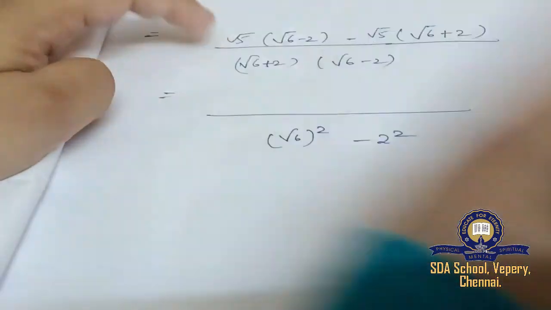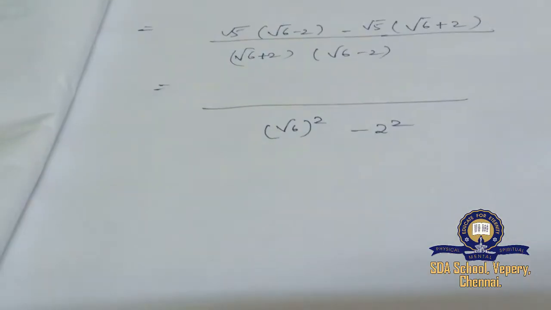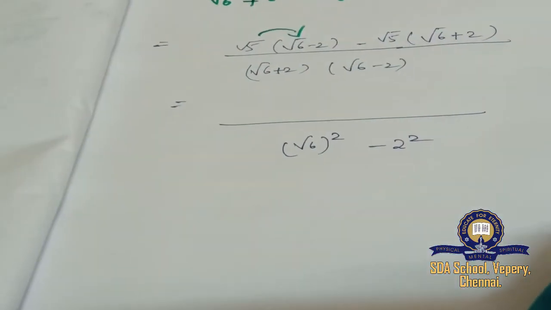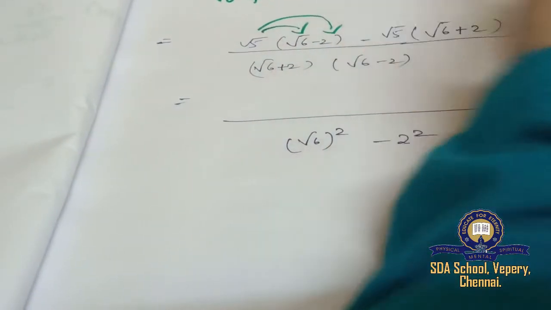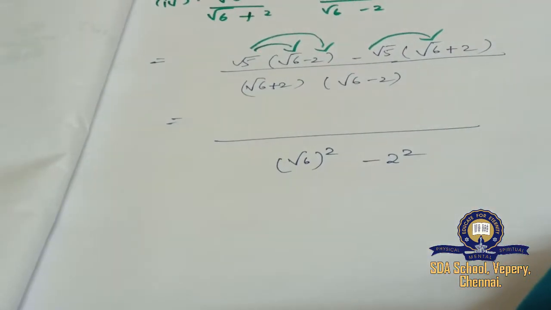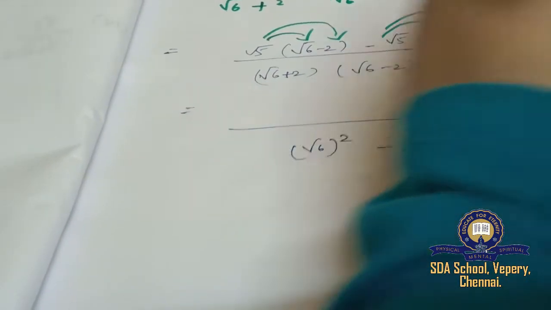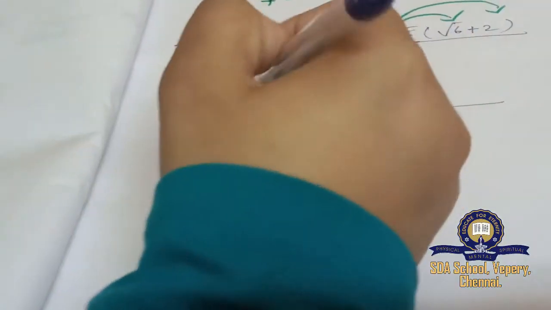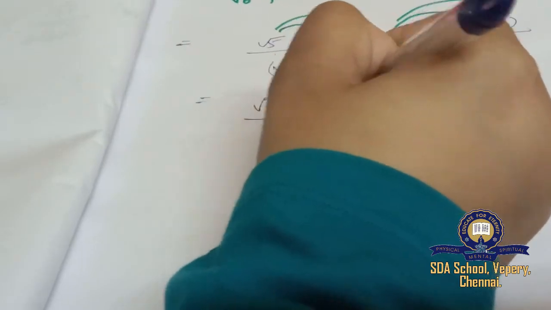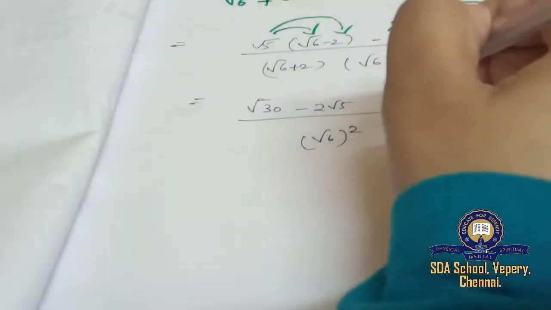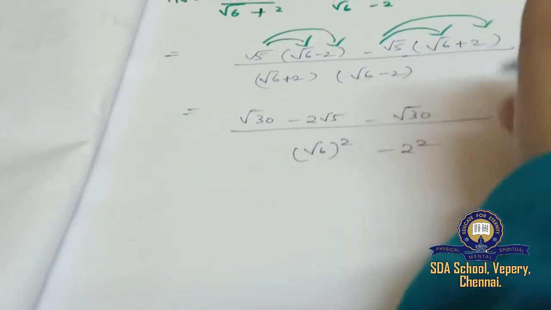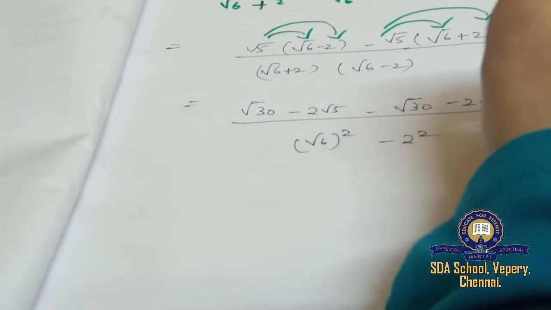Yes, then let me just open up the bracket. How do I open up the bracket is, I will multiply root 5 into root 6, then root 5 into 2. Then minus root 5 into root 6, then minus root 5 into 2. Then what will I get? I'll get root 30 minus 2 root 5. Yes, minus root 30, isn't it? Minus 2 root 5.